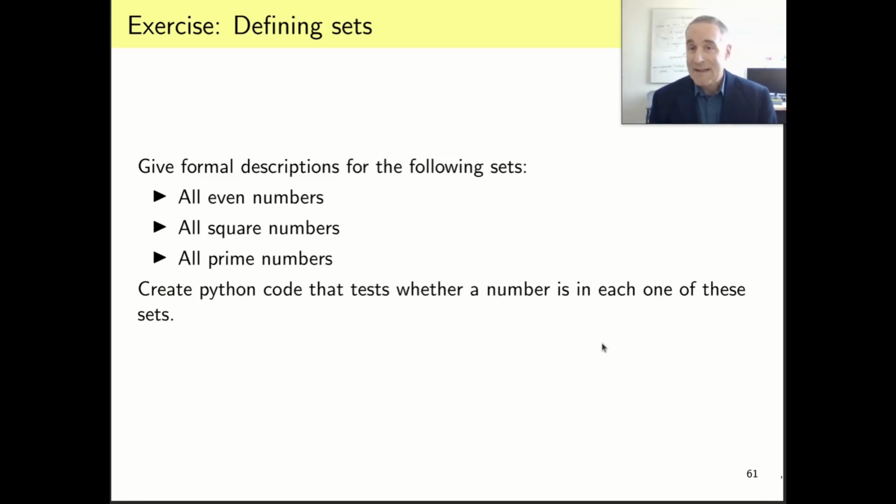All right, so now a slightly bigger exercise. Try to give formal descriptions of the following sets: all even numbers, all square numbers, and all prime numbers. And once you've done that in mathematical notation, look back to the beginning of this slide deck. We had a notation for giving a description of a set. That'll give you the notation that you should be using. See if you can find that and try it yourself. And then try to create Python code that tests whether a number is within each of these sets.